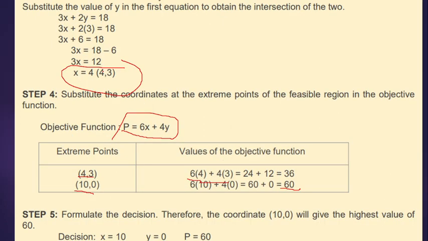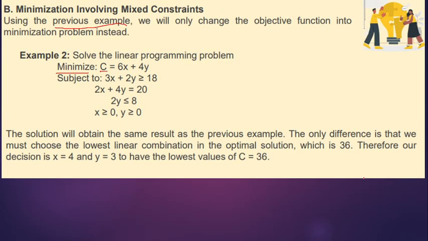Okay, so yon na-extreme point. Wala yung ma-change. Extreme point ng 10 and 0. So maximize, minimization man siya, class. So that means 4 and 3 ang kanyang lowest value. So yon 4 and 3 are the decision of the 3 structural constraint. Okay? To get the cost equals 36.